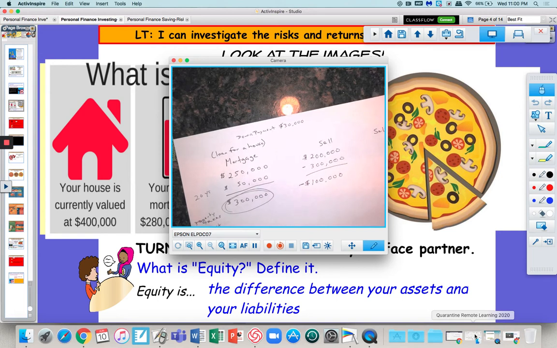Oftentimes when people sell their homes, they'll be like, oh, I made $200,000. Well, no, you didn't, because if you're being more honest, you got to subtract the cost that you paid for it plus repairs. So your parents, they lost money on owning this home.